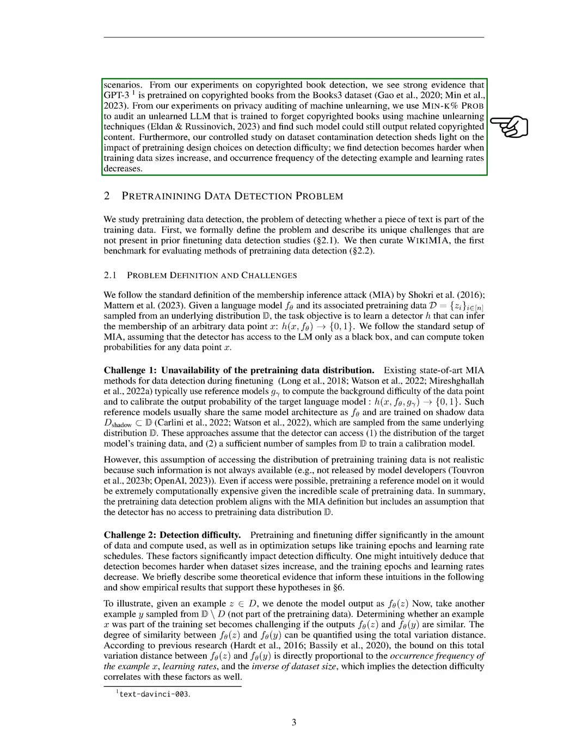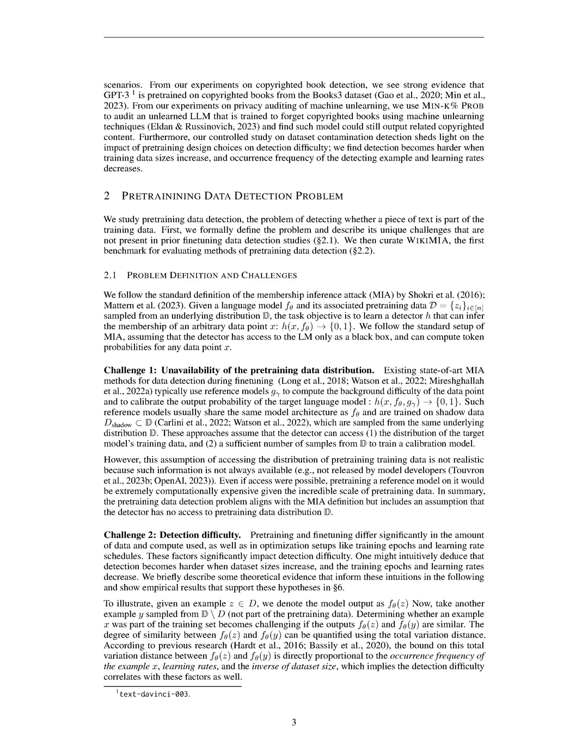From our experiments on copyrighted book detection, we see strong evidence that GPT-3 is pre-trained on copyrighted books from the Books3 dataset. From our experiments on privacy auditing of machine unlearning, we use Min-K% Prob to audit an unlearned language model that is trained to forget copyrighted books using machine unlearning techniques and find such model could still output related copyrighted content. Furthermore, our controlled study on dataset contamination detection sheds light on the impact of pre-training design choices on detection difficulty. We find detection becomes harder when training data sizes increase, and occurrence frequency of the detecting example and learning rates decrease.